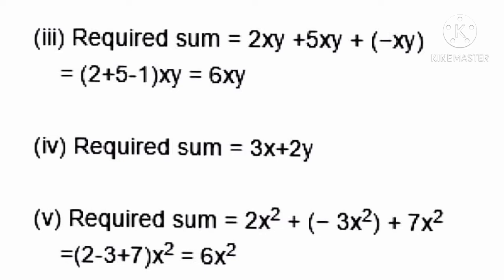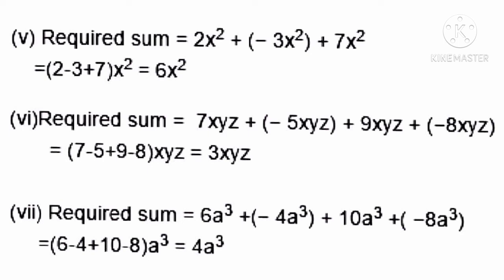Next is 2x square plus minus 3x square plus 7x square. See here we are writing minus 3x square in brackets because plus and minus cannot be written together without brackets. So in the bracket we are writing 2 minus 3 plus 7, which is equal to 6x square, our answer. Next is 7xyz plus minus 5xyz plus 9xyz plus minus 8xyz. All of them have the same literal, that is xyz. So in the bracket we are adding 7 minus 5 plus 9 minus 8. After adding we are getting 3xyz.